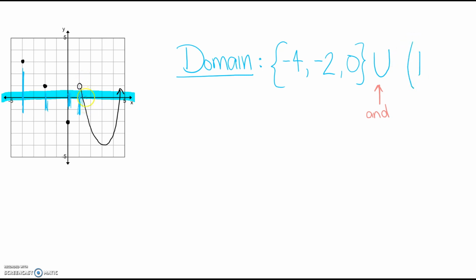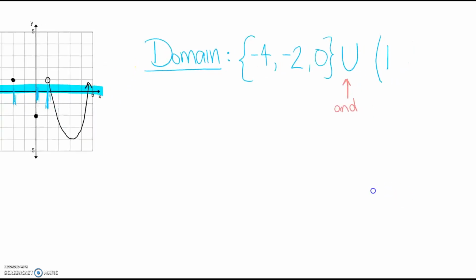And then we have a bunch of values. It's continuing until, well, there's an arrow here, which means it's going to go on infinitely. So from 1 to infinity with a soft bracket.